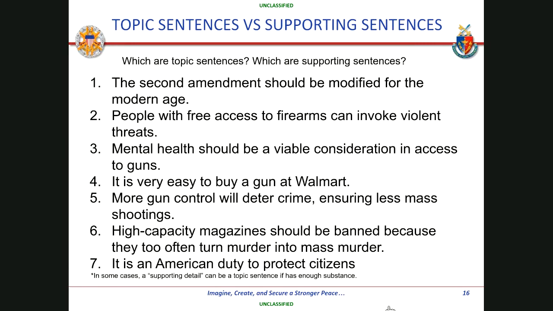Colonel Marwanga from Kenya, can you read number 3? Mental health should be a viable consideration in access to guns. I think that can be a topic sentence. Good, it is a topic sentence. It's an arguable sentence, so it will require some supporting sentences. For me, it looks more like a topic sentence, then I will require to have supporting sentences to support it.